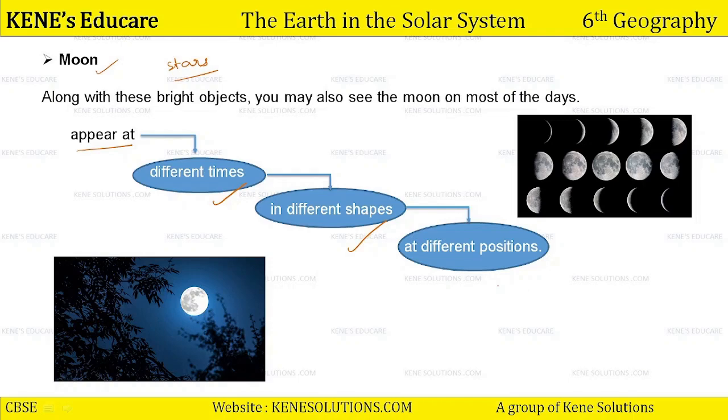That means अगर आज शाम 7 बजे आपको moon किसी एक position पे दिखा है, तो कल शाम 7 बजे आपको मून किसी दूसरी पोजीशन पे दिखेगा. ठीक है, और ये क्यों होता है? We read in the chapter that it is because of the revolution of moon around the earth. ठीक है, मून अर्थ का चक्कर लगाता है, and that is why its position changes every day.